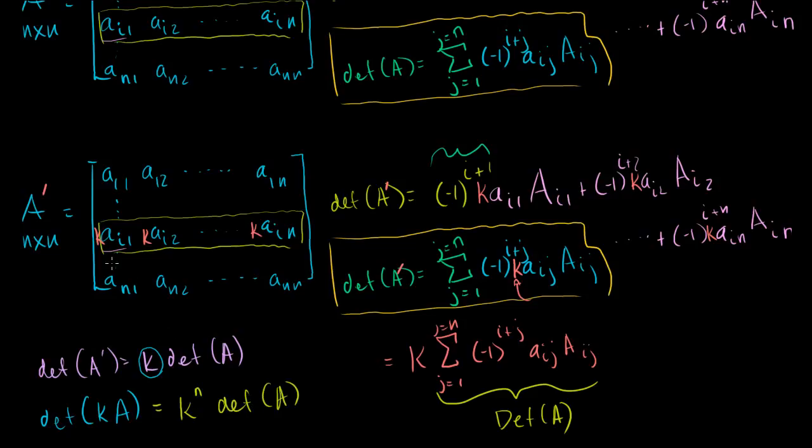If you just do it once, you get k times the determinant of A. Now, if you do a second row, you're going to get k squared times the determinant of A. You do a third row, you're going to get k to the third times the determinant of A. The fourth row, k to the fourth times the determinant of A. If you do all n rows, you're going to have k to the n times the determinant of A.